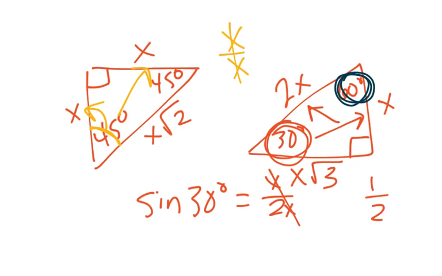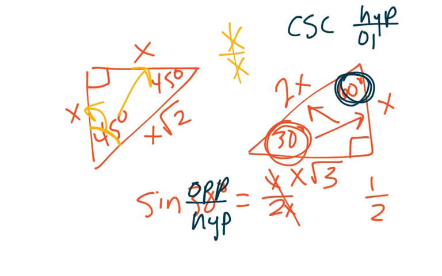Now we're doing cosecant. Cosecant is the opposite of sine. Sine is opposite over hypotenuse. So we've got hypotenuse over opposite. Well, the opposite of 60 is the side length times the square root of 3.